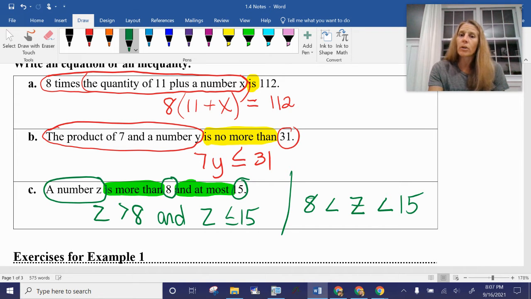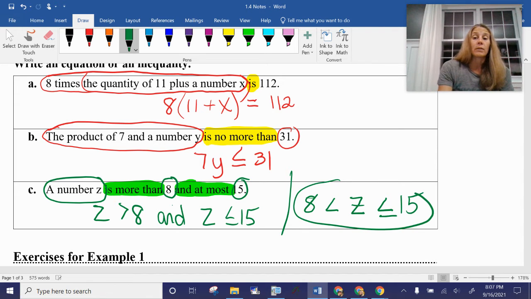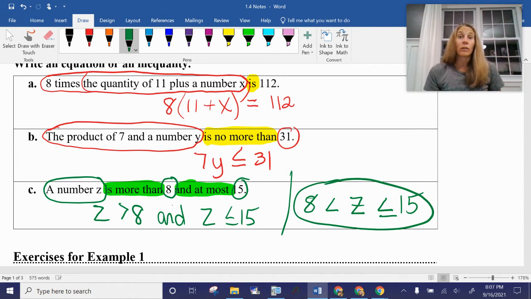And then the only tricky part is you've got to figure out, do either of these get a little equal-to line underneath? So if this was z is more than 8, well, we're not saying it's equal to 8, just more than 8. So that's good. Over here, at most 15 means it can equal 15 as well. So this would be a nice way to write that. When you have two different inequality signs, both relating the same expression to two different numbers, you put that expression in the middle, smaller number on the left, bigger number on the right.